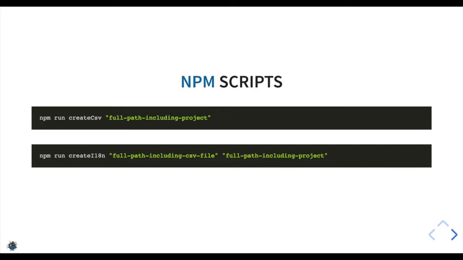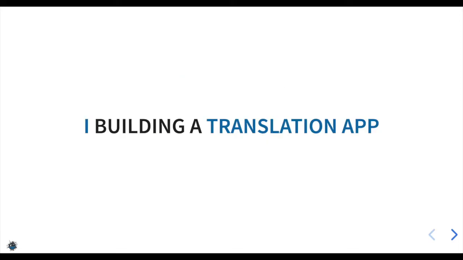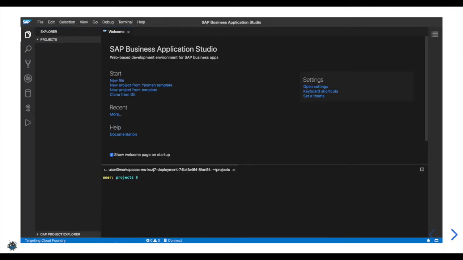Now that we all understand this structure and this logic applied in this application, and we know how to execute these scripts, we can actually start with it. And for that, we will be building a translation app in Node.js. And for this, we will be using the following code editor, the SAP Business Application Studio. So let's head over to it and just get started.